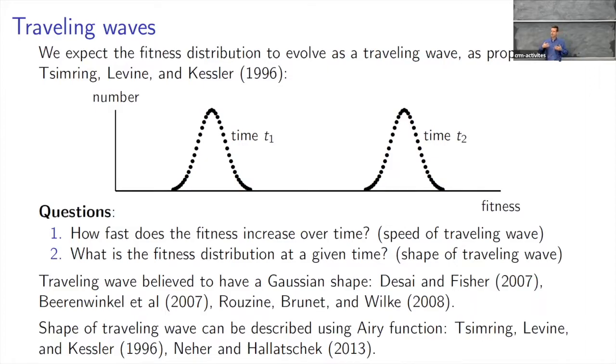Now, a number of results in the biology and physics literature indicate that the traveling wave should have approximately a Gaussian shape. And I've listed here several references for that. Also, Simring, Levine, and Kessler in their original 1996 paper, as well as Neher and Hallatschek a bit more recently, argued that the shape of the traveling wave can be described using the Airy function. And we will see that these conclusions are not contradictory. Under a certain range of circumstances, the shape of the fitness distribution will be Gaussian near where the bulk of the particles are located, but the tails of the fitness distribution can be better described using the Airy function.